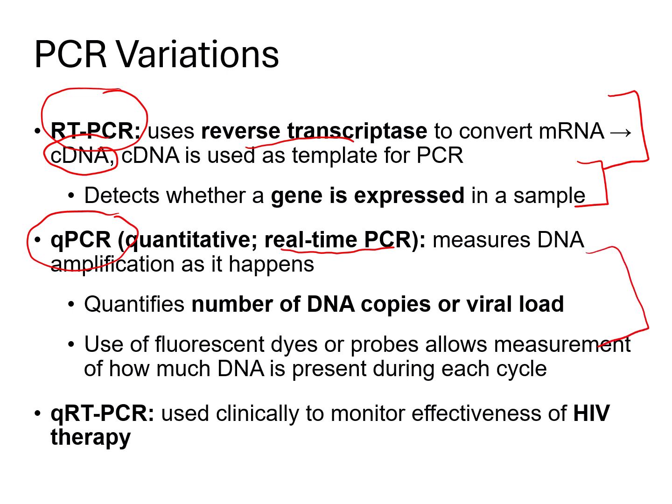And then we have qRT-PCR, so this is combining both at the same time. We're using real-time PCR along with RT-PCR. So Q, which is quantitative, RT, which is reverse transcriptase PCR, is commonly used to monitor viral load in patients with HIV. So if you're looking at therapy, HIV treatment, you can see if the number of viral particles in the patient is going down over time.